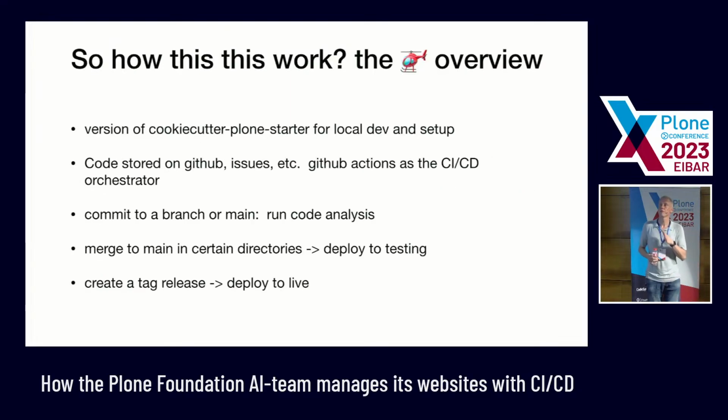So how does this work? We have a version of Cookie Cutter Plone Starter we used for the different sites at a different point in time. So Cookie Cutter Plone Starter gets improved. For Plone.org, we used a version somewhere last year. For PloneConf, this year's PloneConf, we had some improvements and we did some other tests there. Like I said, code stored on GitHub.